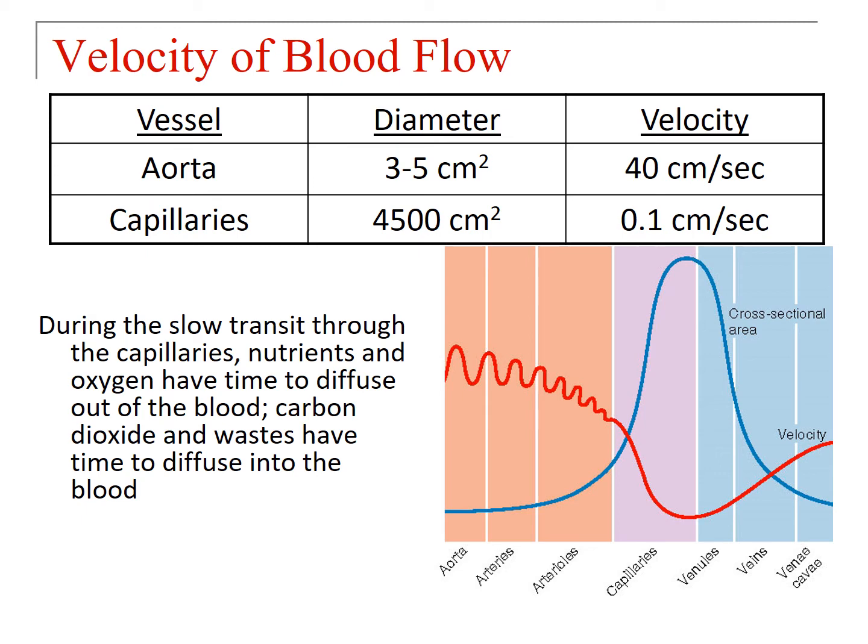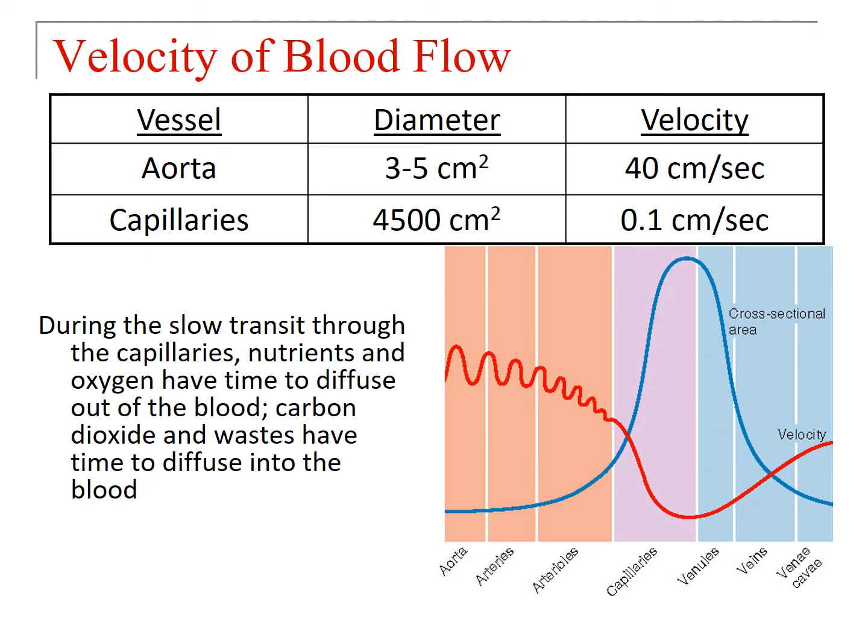However, you have so many branches that lead out to the capillaries, and so many capillaries themselves that even though on an individual basis they're microscopic, their total area is 4,500 square centimeters. And that means with the area moving from 3 to 5 square centimeters to 4,500, a factor of almost 100, your velocity is going to drop from 40 centimeters per second to 0.1 centimeters per second.